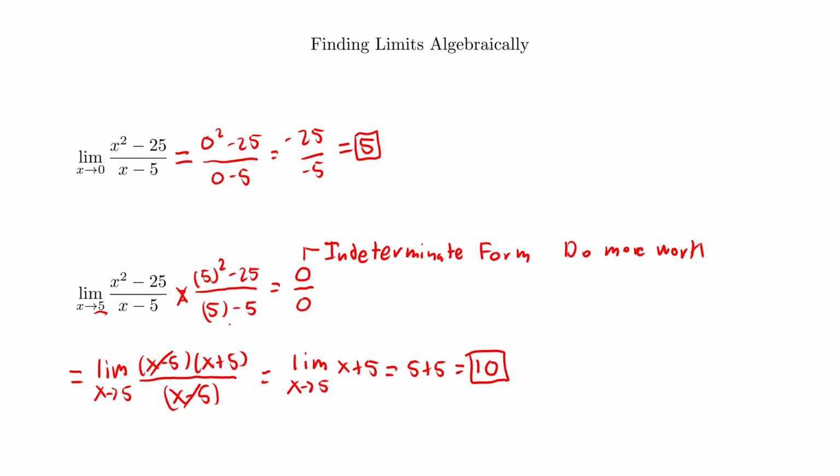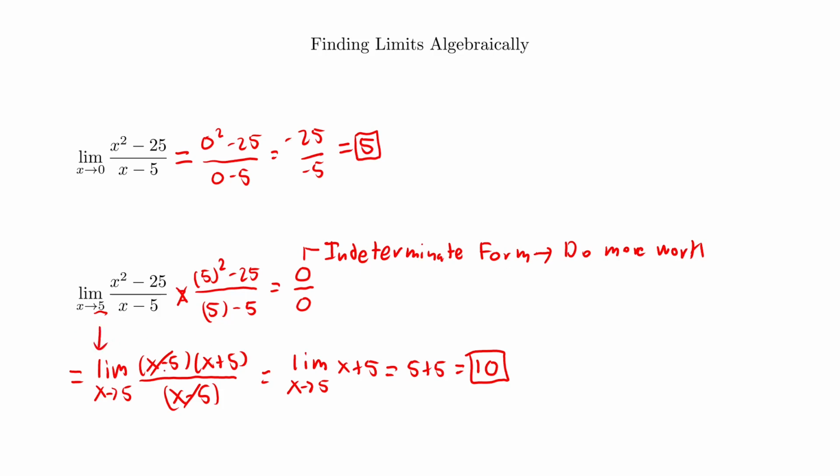So let's just do a quick recap of what we did here. We had a limit here. We tried to do substitution. We got this 0 over 0 form, which is known as an indeterminate form. That's not an indication that the limit is undefined, but it indicates to us that we need to do additional work in order to figure out what the answer is.